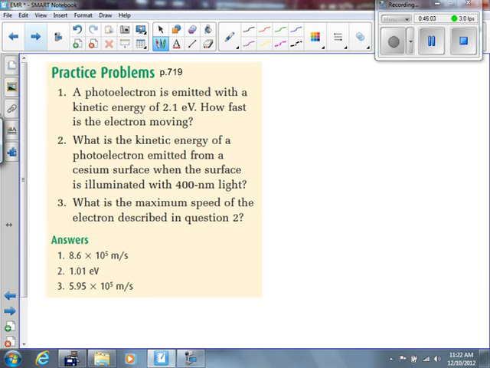Let's take a look at these problems now and see how they go. Sorry guys, real quickly, you need that table to answer question number 2. The work function for cesium from that table was 2.10. Yeah, you definitely need that data to solve this question. That'd be given to you on a test, of course, too.